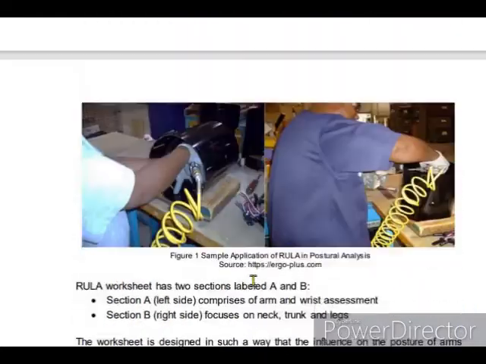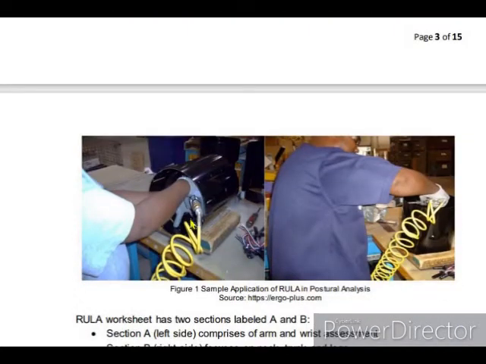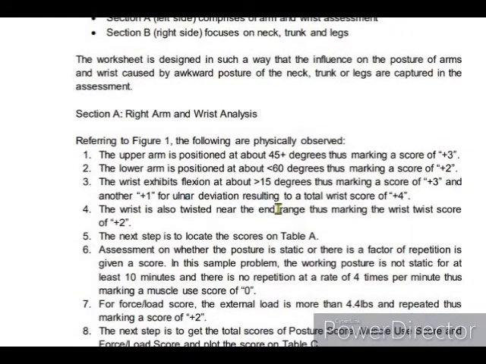So, paano kaya yung deviation sa palad na yun? Ito, diba, ito yung kamay niya. Ayan, no? So, na-bend yung wrist, tapos yung palad niya is naka-bend din siguro or naka-rotate. Okay? So, may deviation. Kaya nag+1 pa siya. So, the wrist is also twisted near the end range, thus marking the wrist twist score of 2. So, yung wrist, nagtitwist daw siya. Although, kasama naman sa function ni wrist yung twist kaya 2 lang, low risk.